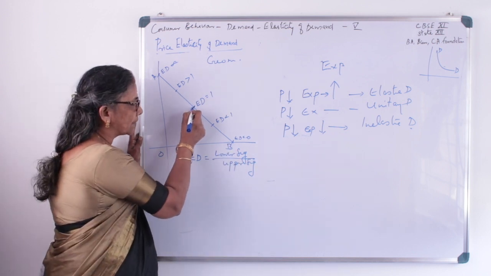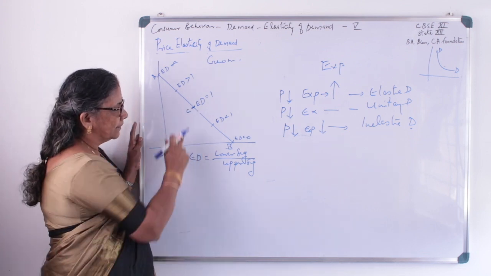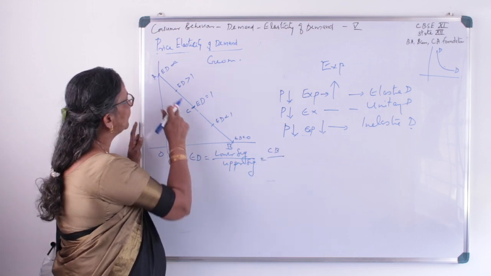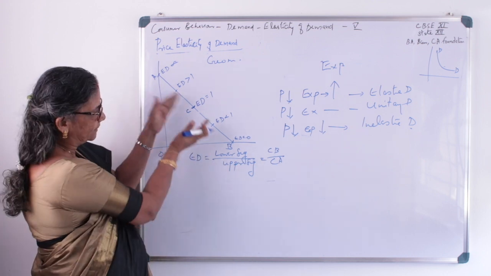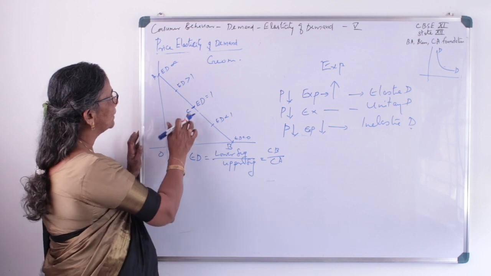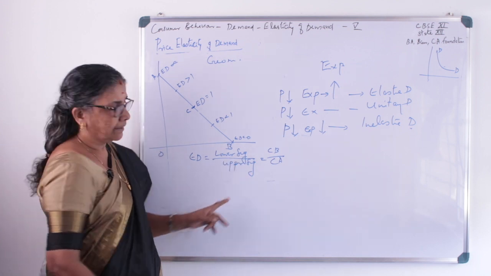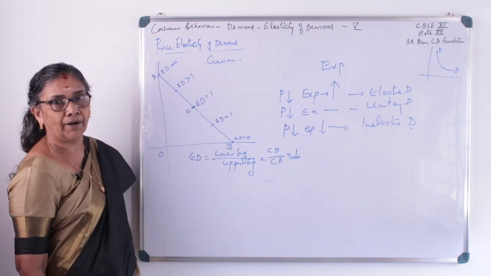Suppose you want to measure elasticity of demand. Here we have measured CB divided by CA. I am assuming the same equal distance. CB is the lower limit, CA is the upper limit, CB divided by CA. You know that the answer you will get is equal to 1.